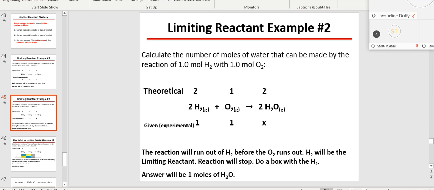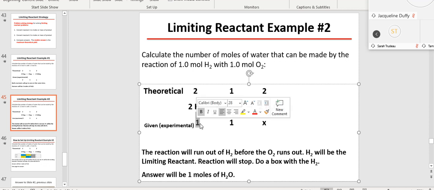Well, if I need 2 moles of this to react with 1 mole of this, I've only got 1 mole of this now to react with 1 mole of this. So hopefully you can see that this one here you're going to run out of first, because according to the molar ratio I need 2 to fully react with 1 mole. So the reaction will run out of H2 before oxygen runs out. H2 will be the limiting reactant. The reaction will stop.